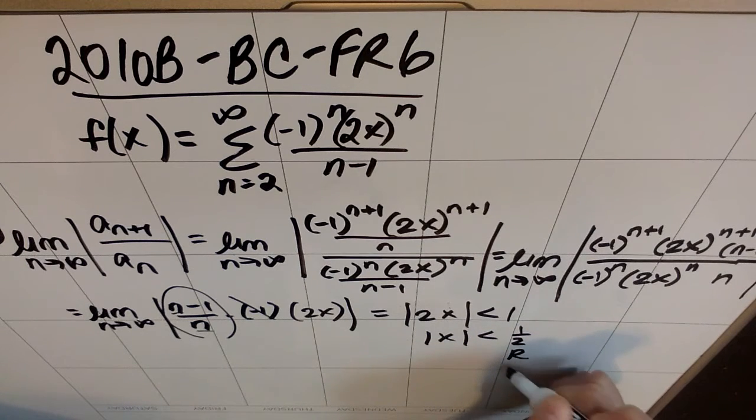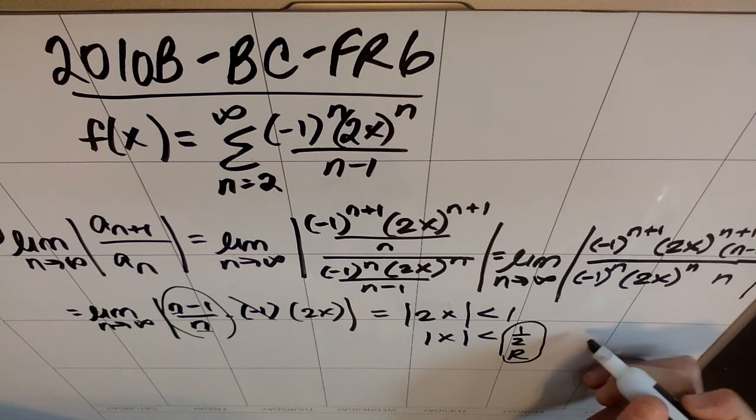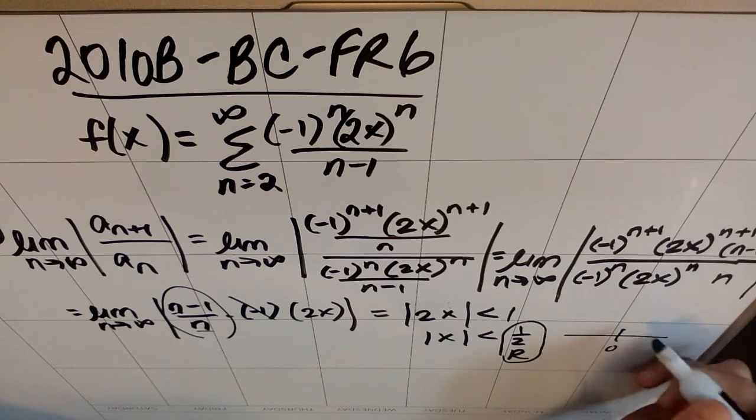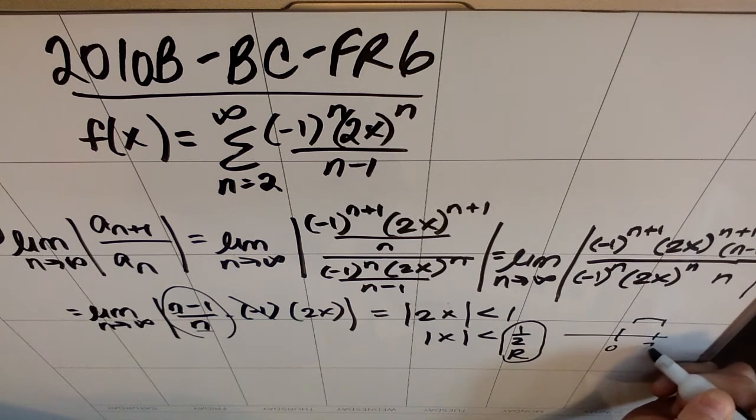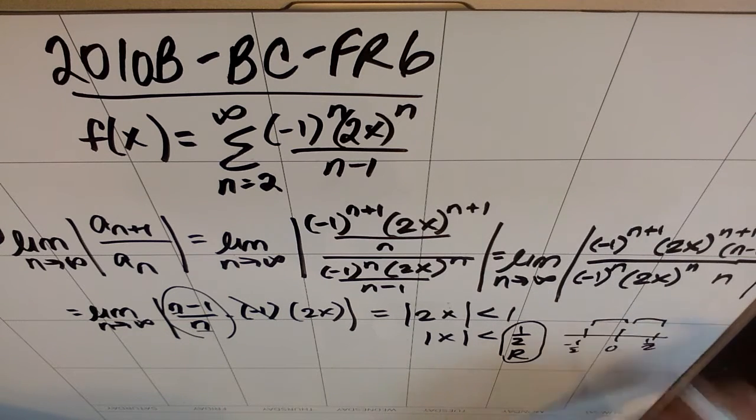So 1/2 is the radius of convergence, right? Absolute value of x is less than r. But we don't want just the radius, we want the interval, which means we have to check the endpoints. Since this is a Maclaurin series, it is centered at 0 and is going 1/2 unit in either direction. So up to positive 1/2 and down to negative 1/2. So I need to check those 2 endpoints to get full credit here.